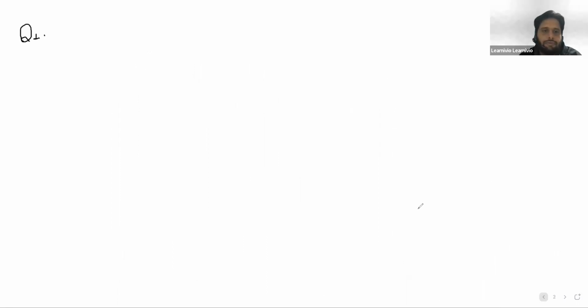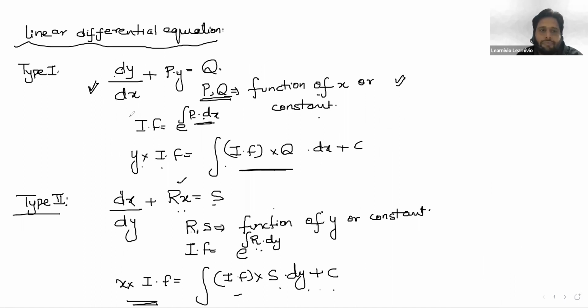This is the difference here. In type first, you have dy by dx. In type 2, you have dx by dy. Here you have Py, here you have Rx. Here you have Q, here you have S. What are P and Q? Functions of x or constant. What are R and S? Functions of y or constant.